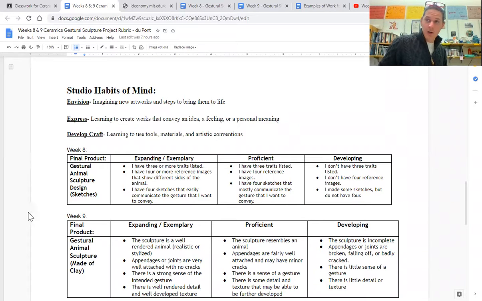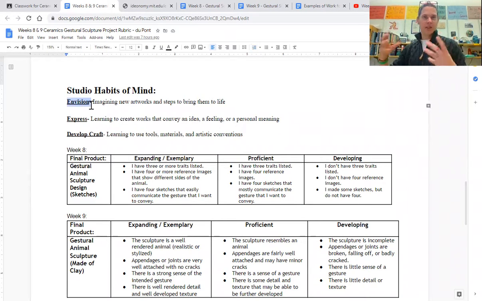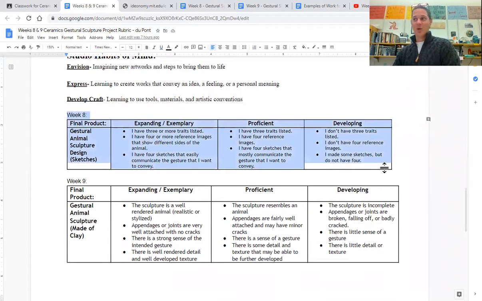At the bottom, there are studio habits of mind that we're working on. Envision, that's sort of the design. You're envisioning what this is going to look like. There's express, the trait that you want to convey, that's expressed. And there's developing the craft. You're learning how to do all of these things. So those are the studio habits of mind, and each week has its own rubric.